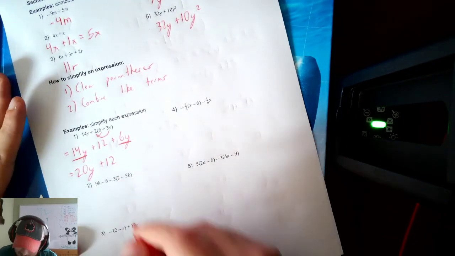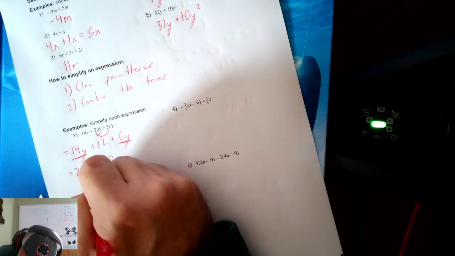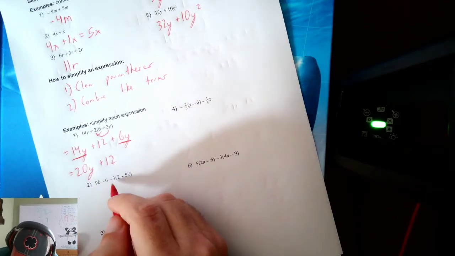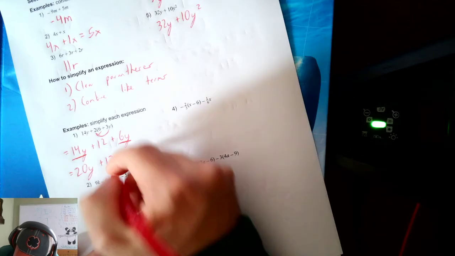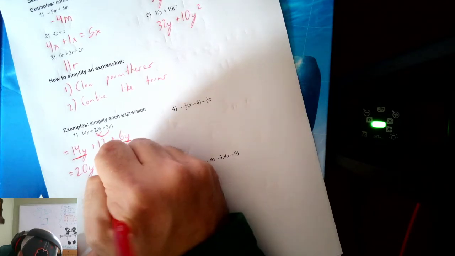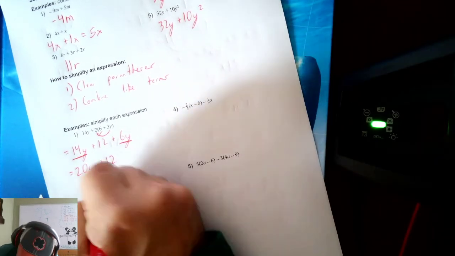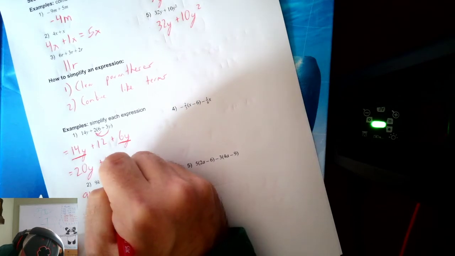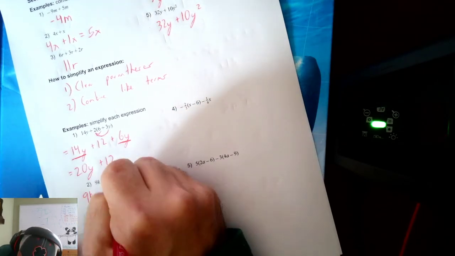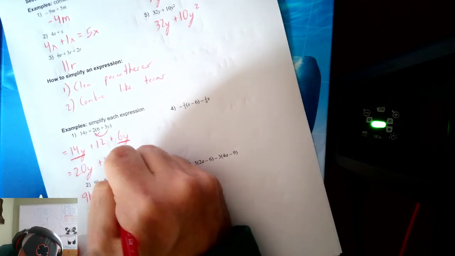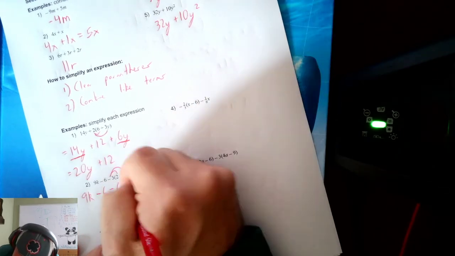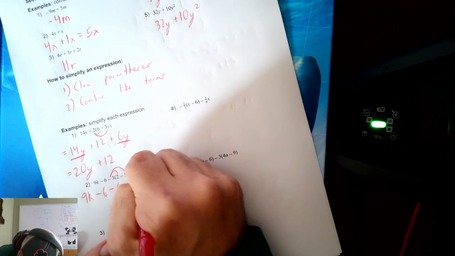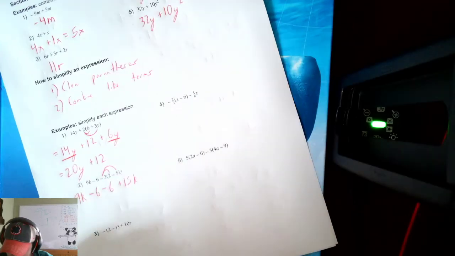Let's take a look at our second example. We have 9k minus 6 minus 3 parentheses 2 minus 5k. I need to distribute the minus 3, right? So I'm going to get 9k minus 6. Negative 3 and positive 2 make a negative 6. Double negative here, right? 3 and 5 make plus 15k. It's plus because double negative, right?